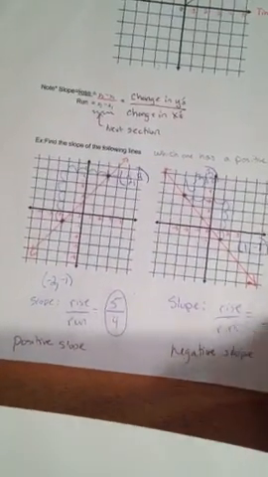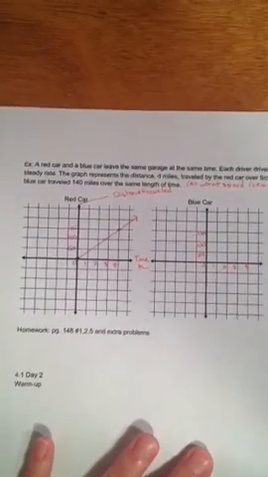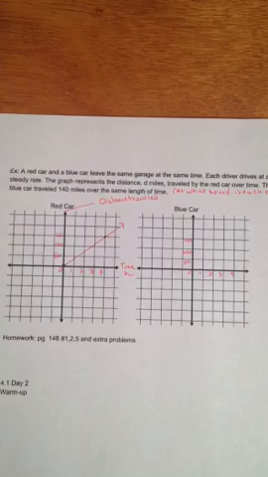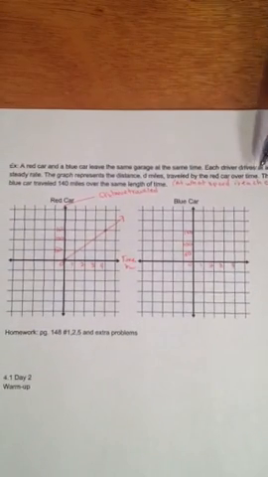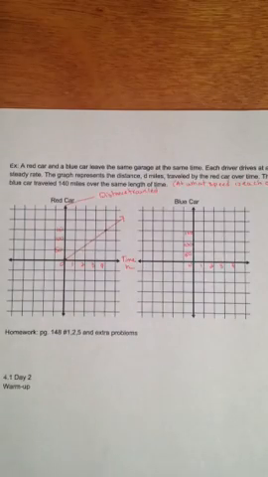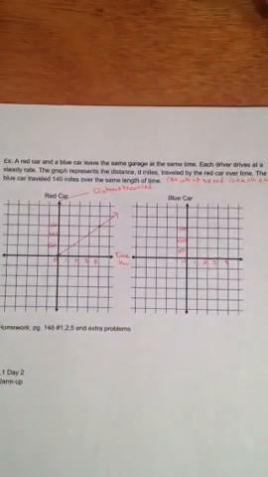Okay. All right, let's move on to the next example here. So we have lots of instructions here. It says a red car and a blue car leave the same garage at the same time. Each driver drives at a steady rate. Okay, so all that means is they're going, whatever, 40 miles an hour for the whole time. They're not changing their speed.